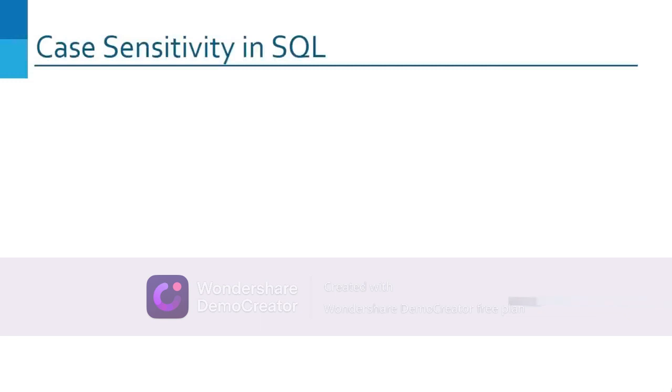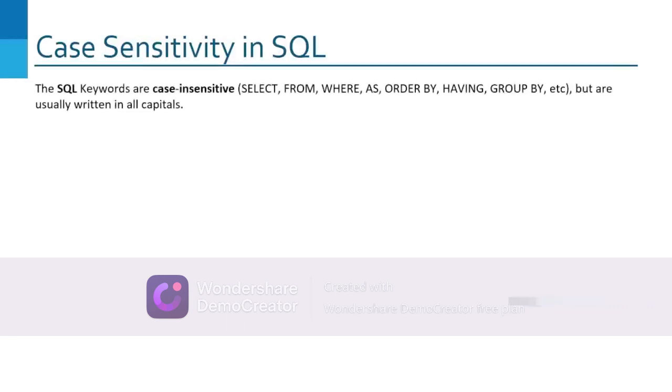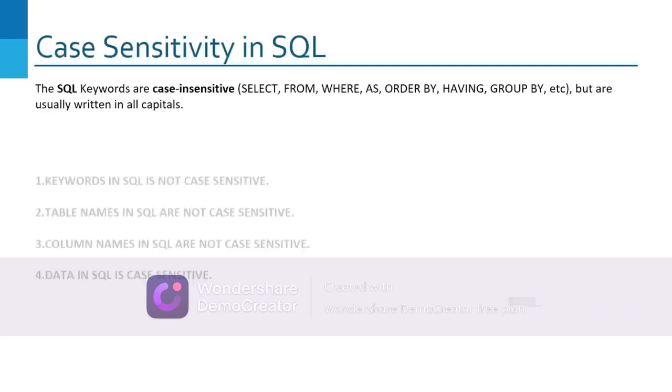Now obviously in every programming language we have case sensitivity, and in SQL or Oracle also we have case sensitivity. But to make sure that you know where case sensitivity is required, that is why I have this PPT. SQL keywords are case insensitive. That means select, from, where, order by, having, group by. These all are keywords and they can be written in capital or small letters. Usually they are written in capital so that it clearly shows these are keywords. But you can also write them in lowercase.